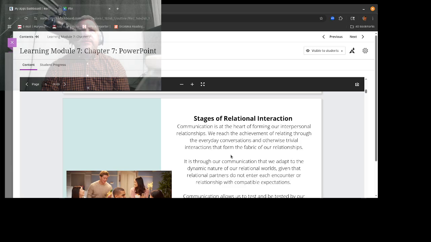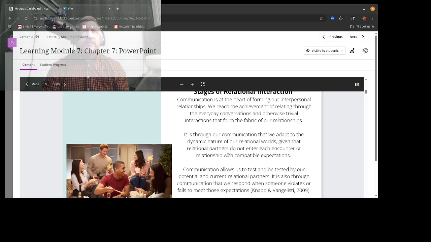So when we think about the stages of relational interaction, communication is at the heart of forming our interpersonal relationships. We reach achievement in relating through everyday conversations. We talked about that in last unit, about social exchange, things of that nature. Where we talk to each other, we disclose information.